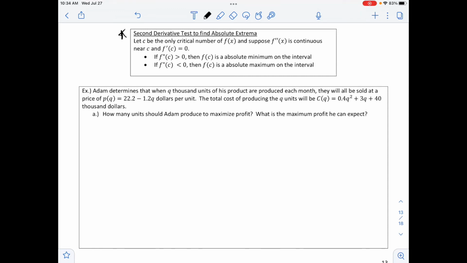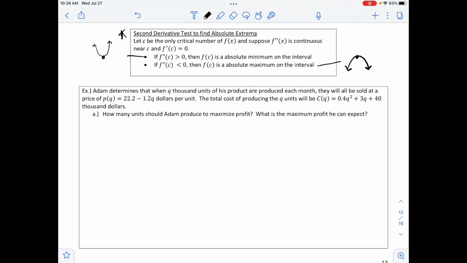It says if f double prime of c is greater than 0, and that means that if the second derivative is greater than 0, we have a concave up function. This means that we have an absolute minimum on that interval. The second one says if our second derivative is negative, that means that we have a concave down function, which means that we have an absolute maximum on that interval.